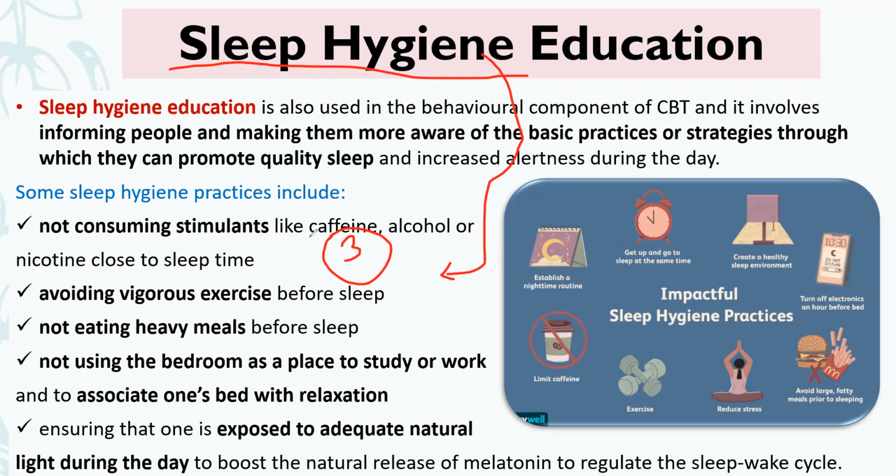Okay, like not consuming stimulants like caffeine or coffee before bed, avoiding a lot of vigorous exercise before you sleep, because that actually activates your brain and causes you to stay awake, not eating a heavy dinner before you sleep, not using the bedroom as a place to study or work. And I know a lot of us do this, but it's basically to associate one's bed with relaxation. Okay, if you are doing all your work in your bed, when it comes to time to sleep, you're thinking about work because you've made that association between your bed and doing work.